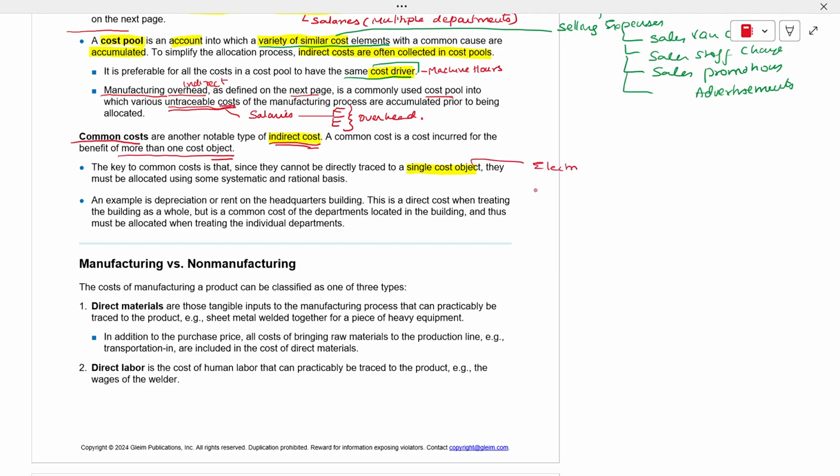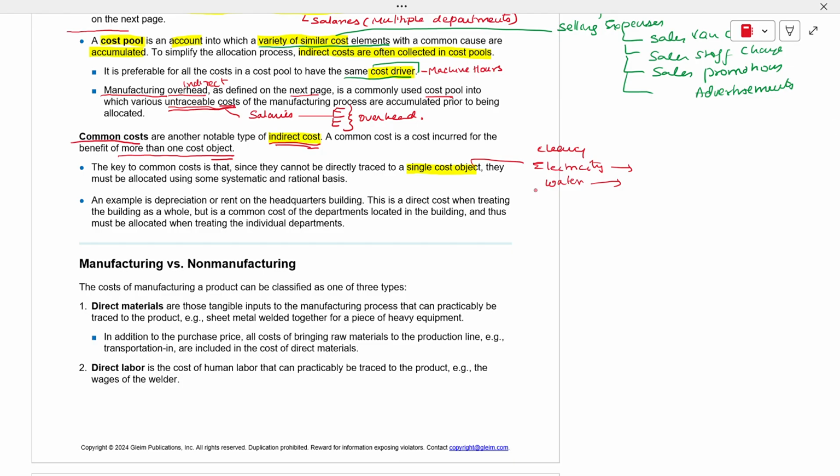Electricity, if we are providing electricity for the entire premises, is a common cost. Very simple. Water is a common cost, because everybody is using the water. The cleaning we pay for is also a common cost, because the persons who are cleaning are cleaning the entire premises.